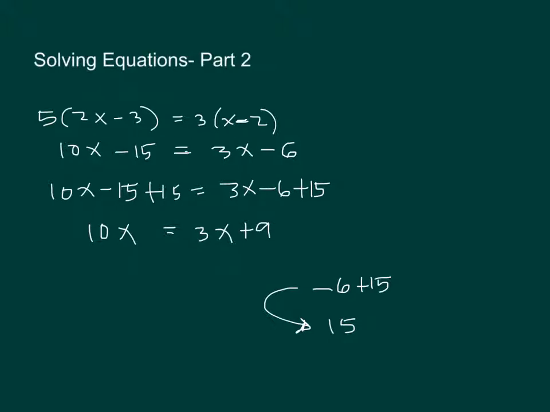Okay, but there's an x here. We don't want this x. Remember, we want to keep all the x on the other side. So let's apply the same idea. So what should I do now? How do we remove 3x? Minus 3x, okay? On both sides, right? So 3x minus 3x plus 9.